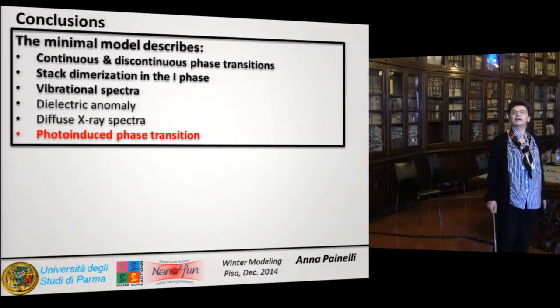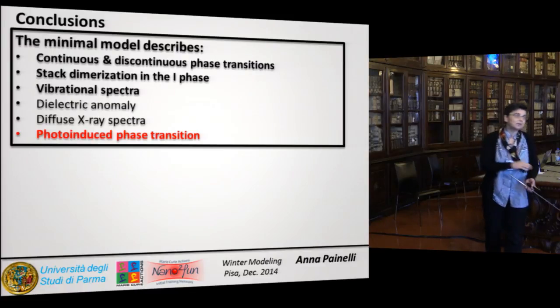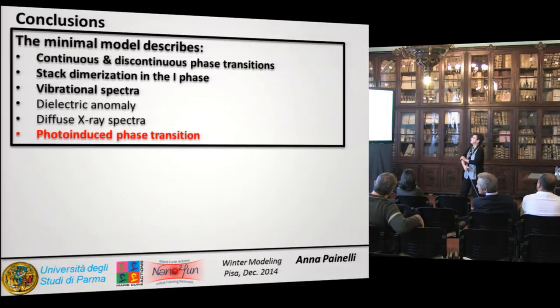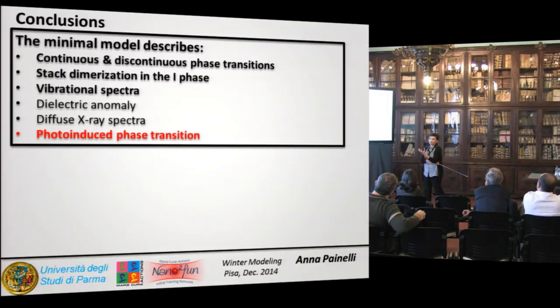So this was the last. I can conclude by saying that the minimal model, this modified Hubbard model, has as main ingredients delocalized electrons in 1D, strongly correlated electrons coupled to a soft lattice. This very simple model sustains a lot of interesting physics: continuous and discontinuous phase transitions, lattice relaxation and dimerization in the ionic phase. We have discussed in a lot of detail vibrational spectra and photoinduced phase transition, which again is a sort of vibrational spectra in the excited state.